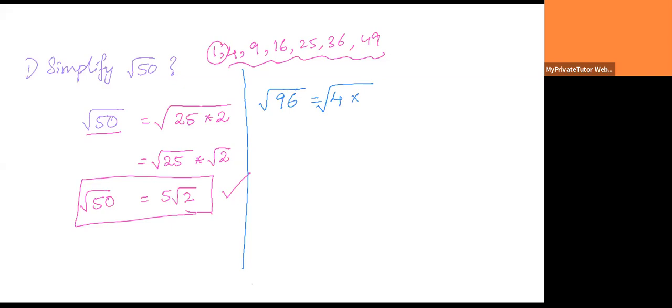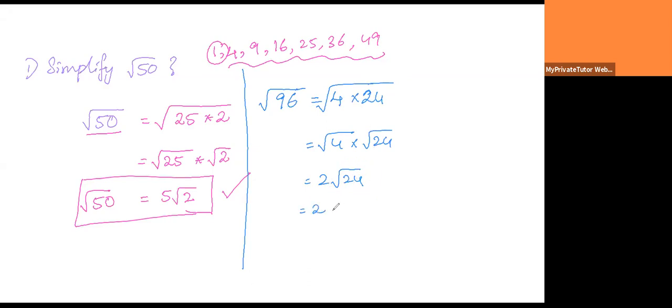424, sir. Yeah, 424, sir. 96. 24. So what you do, square root 4 times square root 24. So that's it, 2 square root 24. And once you did this, we need to check this number again. So see, 24, we can simplify 24 further, isn't it?